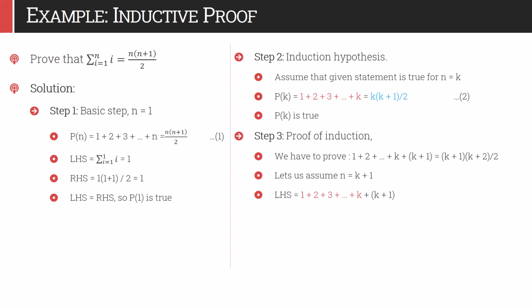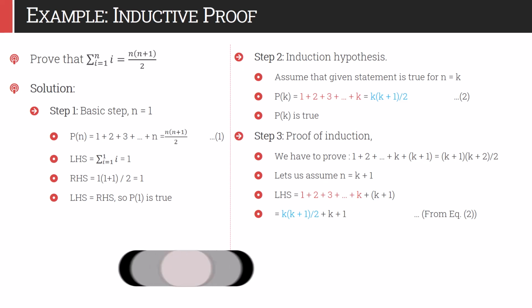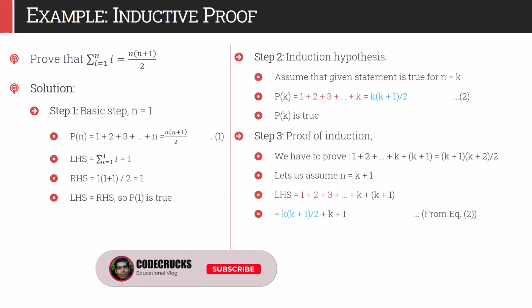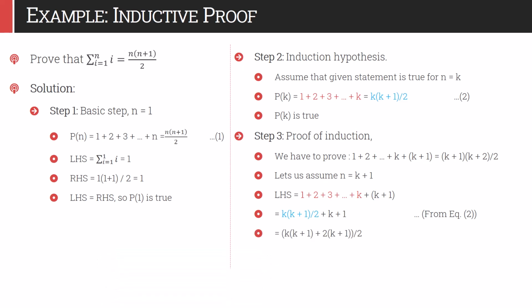Now whatever part I have shown here in red, that can be replaced with the blue part in equation 2, because from equation 2 we have already assumed that the summation up to k is nothing but k into k plus 1 by 2. So we are simply replacing that part from equation number 2. So we have k into k plus 1 by 2 plus k plus 1. The 2 is in the denominator of the first term. To simplify it, we will multiply it with the rest of the terms, so that we can have a 2 in the denominator of the entire expression.